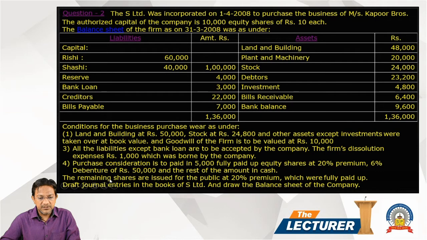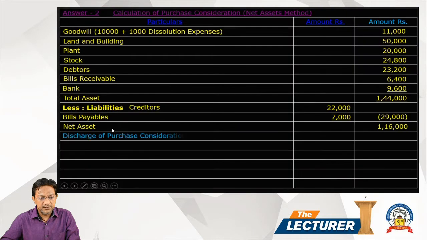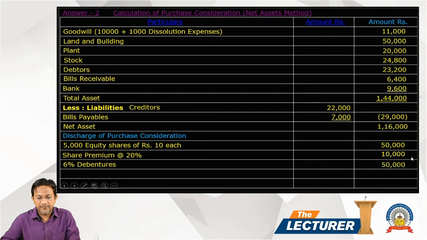Now the purchase consideration. The purchase consideration will be paid in 5,000 equity shares at 20% premium, 50,000 debenture, and the remaining amount in cash. So discharge of purchase consideration: 5,000 equity shares of 10 each, 50,000; share premium, 50,000 into 20%, so 10,000; 6% debenture, 50,000; and the balance in cash.